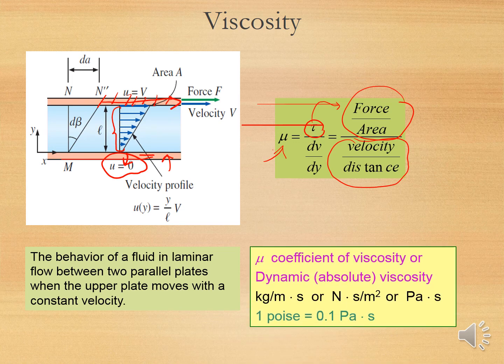Usually the coefficient of dynamic viscosity is referred to in the unit of kg over m·s, or Newton seconds over meter squared, or it can even be written as Pascal times second, which also equals 10 poise, or 0.1 Pascal second.